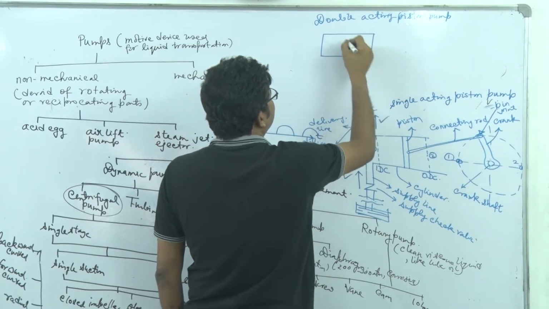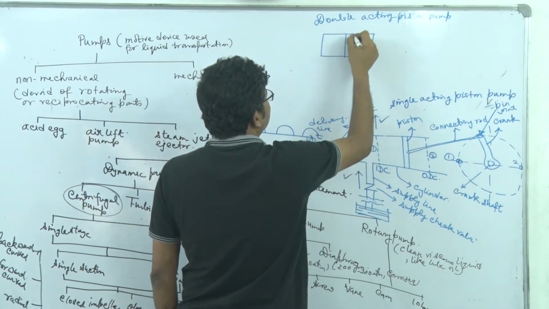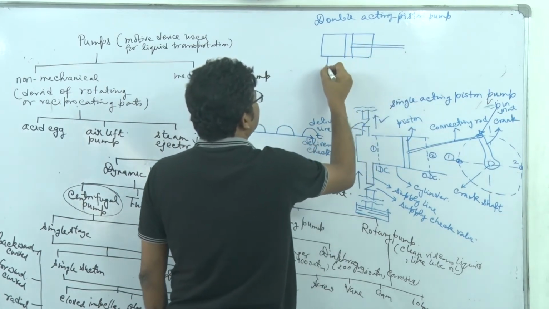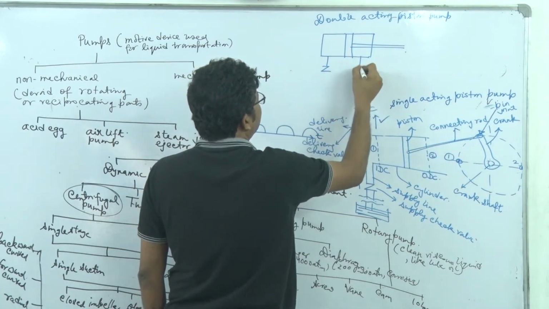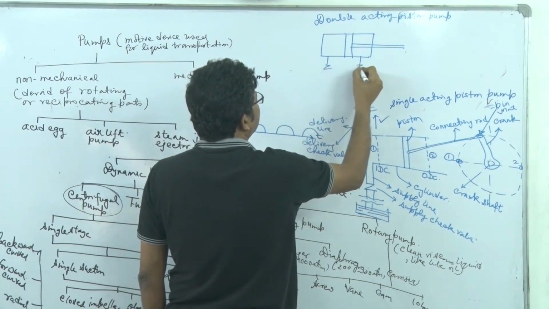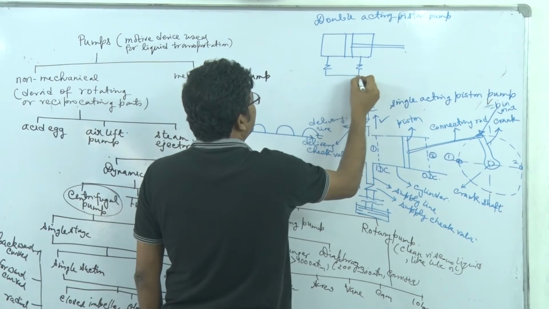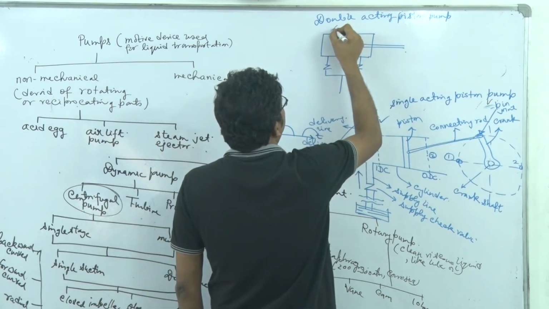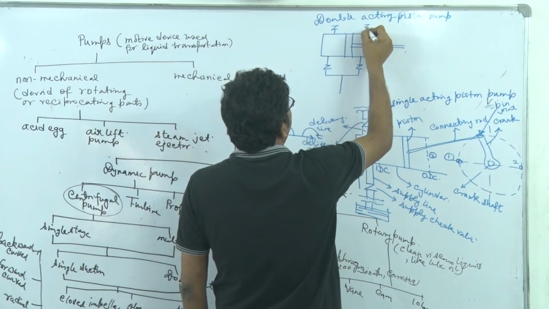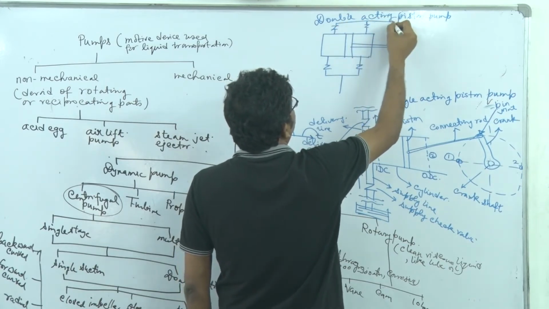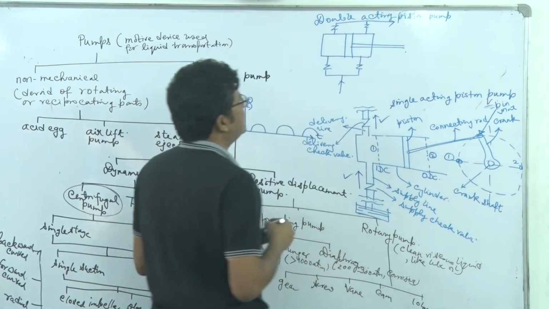I'm not drawing the detail. Here say the piston, here it is the connecting rod, right? So we have a common suction line branching into two compartments and also a common discharge line branching out from these two compartments. Okay? So this is the suction and this is the discharge.